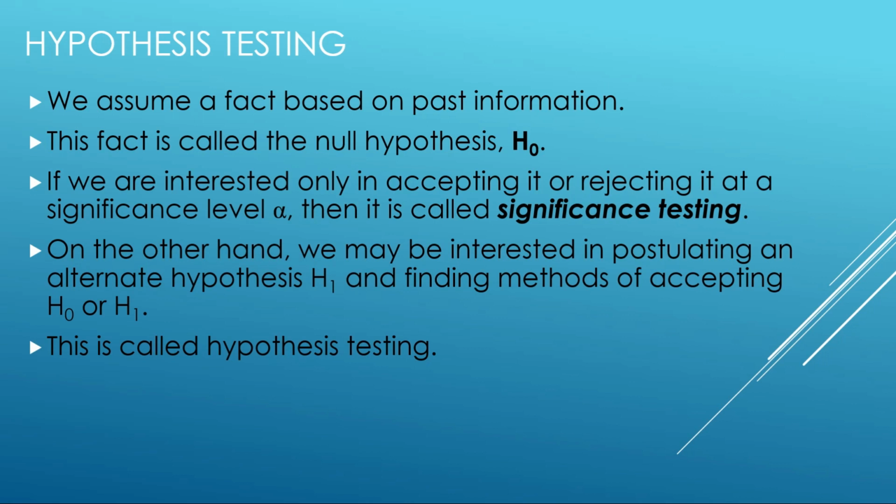On the other hand, we may be interested in postulating an alternate hypothesis H1 and finding methods of accepting H0 or H1. This is called hypothesis testing. In significance testing we have only one hypothesis, H0, and we accept or reject it at significance level alpha. In the other type of testing we have two hypotheses. One is the first assumed one, based on past information, which is called the null hypothesis, and the other is the alternate hypothesis. We can say that we have two hypotheses, A and B. So either we have to accept A or we have to accept B. When we have two hypotheses and we have to make a decision between them, it is called hypothesis testing.